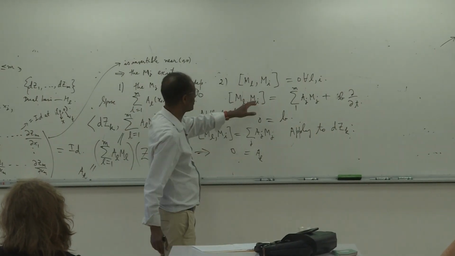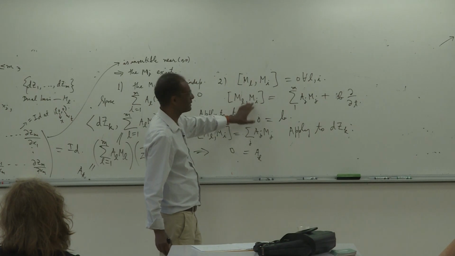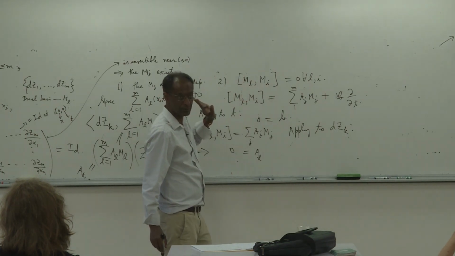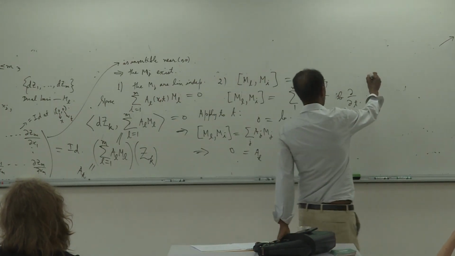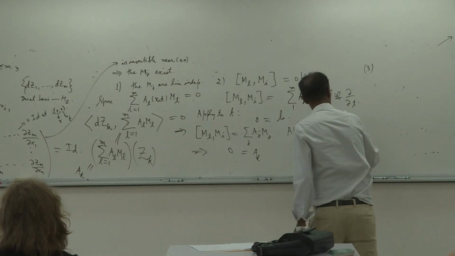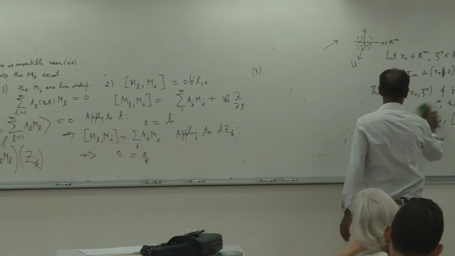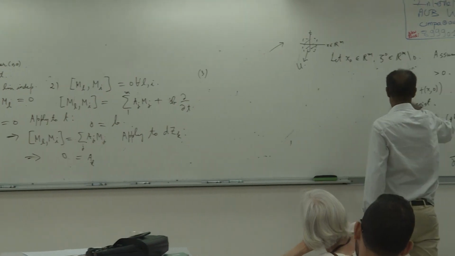And so this tells you that the brackets are 0. Okay? These vector fields commute. And finally, you see, I have this basis of vector fields, the Mj and L.